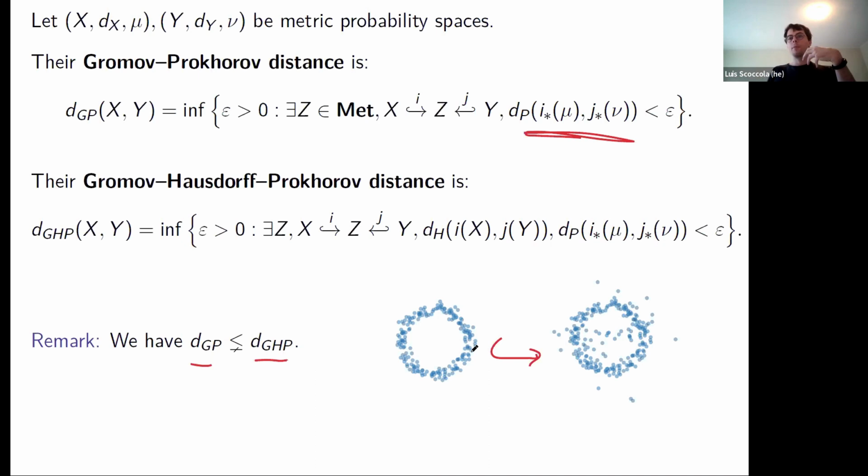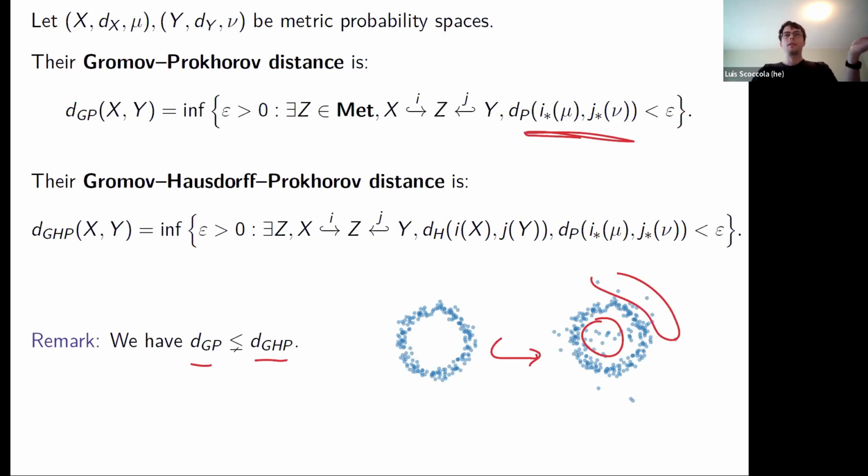But once I embed this one in that one, if I also compare the Hausdorff distance, then they're going to be very different because here I have points that are very far away from any point there, which are the points here. So this shows that the Gromov-Hausdorff-Prokhorov distance is kind of distinguishing things that maybe we don't want to distinguish, and the Gromov-Prokhorov distance is kind of nicer because it's forgetting about these points that you may want to regard as outliers. But nevertheless, both distances are important, and we're going to use both.